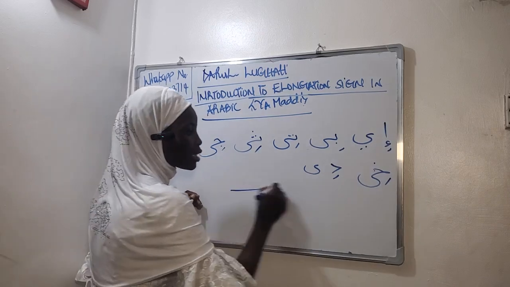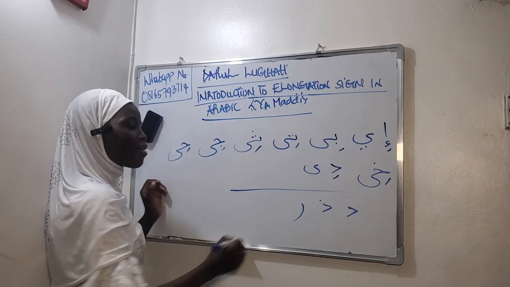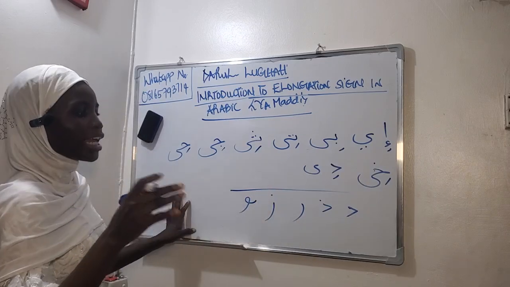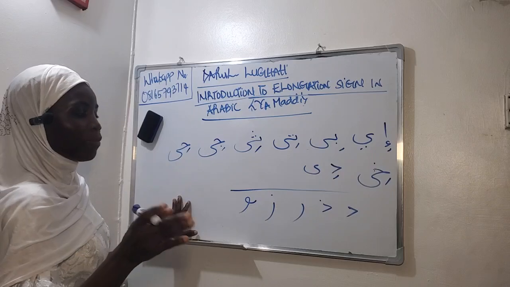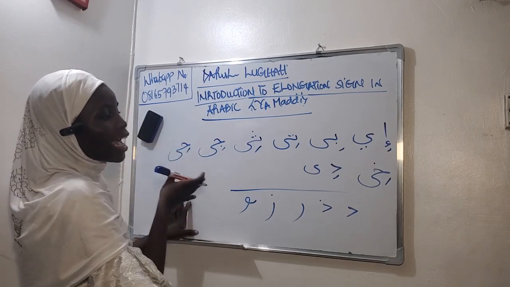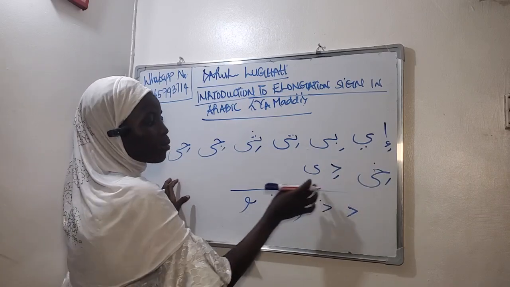Example: we have these 5 letters. We have dal, we have zal, we have ro, we have zain, we have waw. Now you can actually join letters with them from the back. You're writing from the back. I mean, you can join letters with them from the back, but at the front you cannot join anything together.